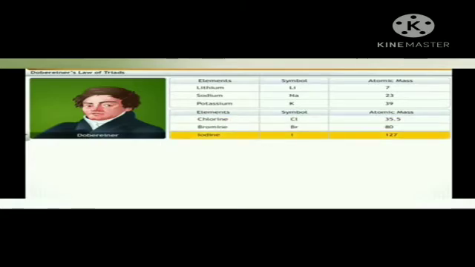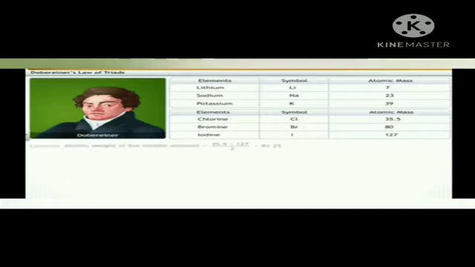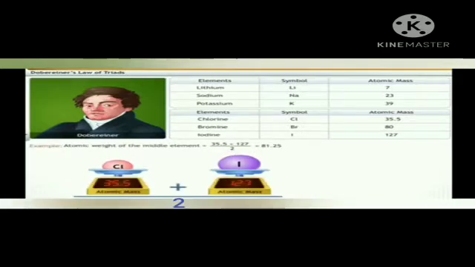In the same way he gave the example of chlorine, bromine and iodine. Chlorine's weight is 35. And he found that the atomic weight of the middle element, bromine, is equal to the average weight of chlorine and iodine.